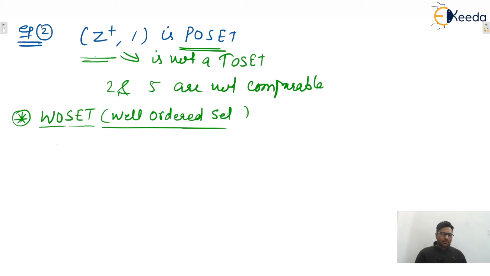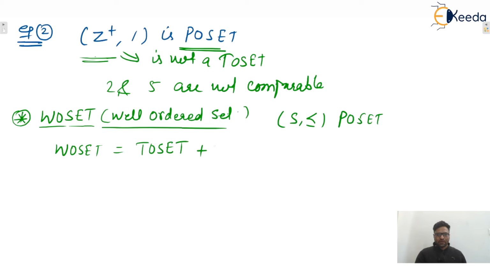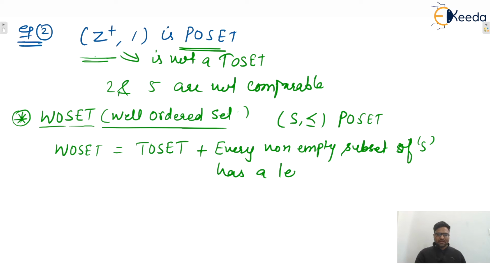So WOSET means what? First of all, let's say one POSET is given. So this is the given POSET. First of all, a WOSET must be a TOSET, plus one more condition: every non-empty subset S of the set has a least element.